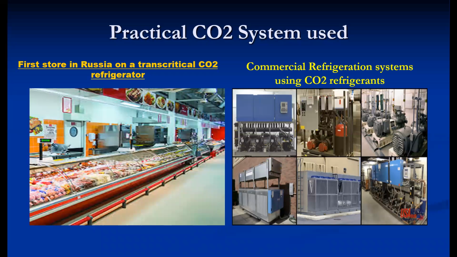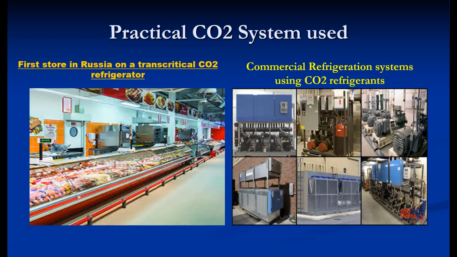Practically, CO2 systems are used in various sectors, commercial as well as domestic. These are some glimpses. This is the first store in Russia which works on transcritical refrigeration. These are some models of commercially used refrigeration systems of 100 to 1000 TR capacity using CO2 as a refrigerant, because CO2 is economically easily available and environment friendly. Some developed countries are already adopting CO2 as a refrigerant.